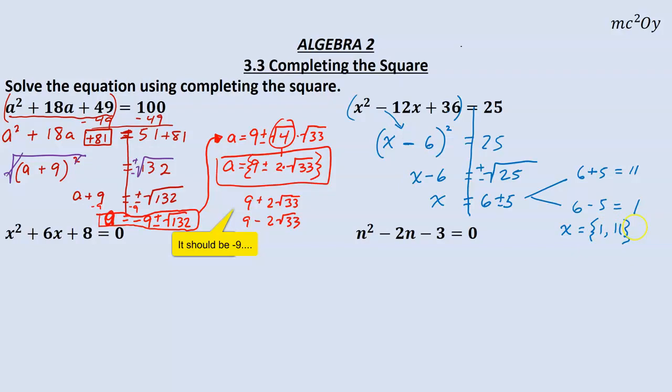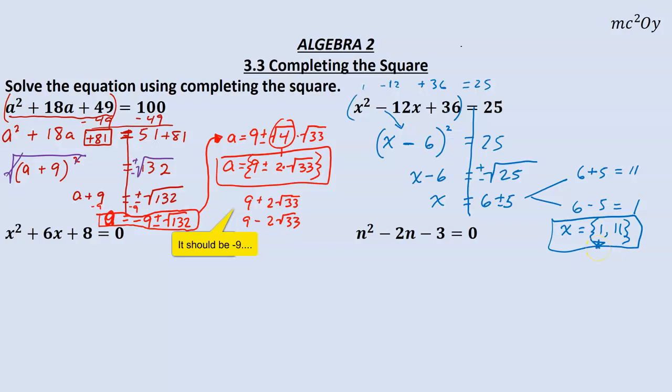Now if you're like, well, I hope I did that right, just double check it, plug x in. 1 squared is 1, minus 12 times 1 is 12, plus 36. Okay, does that equal 25? Well, 1 minus 12 is negative 11, and negative 11 plus 36 is 25. So 1 worked out.